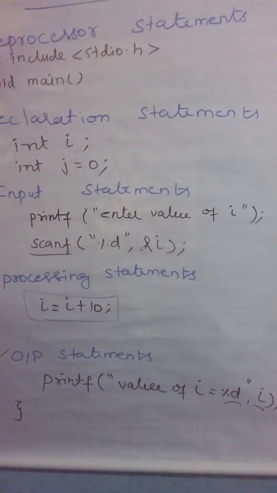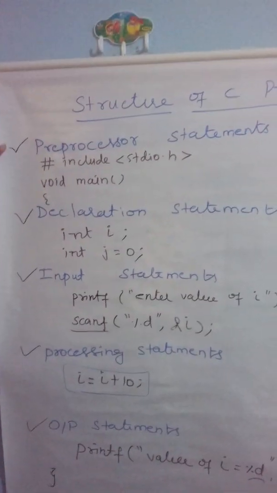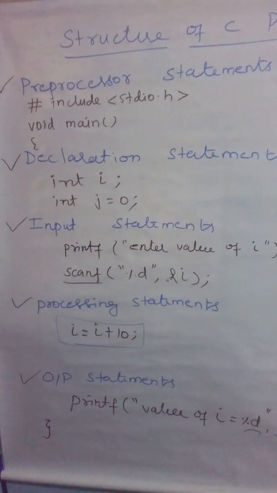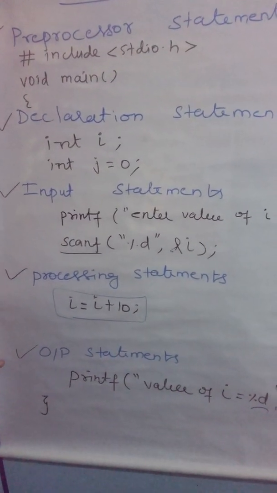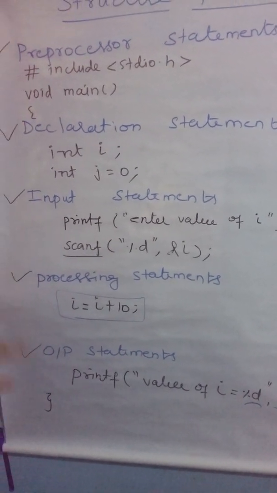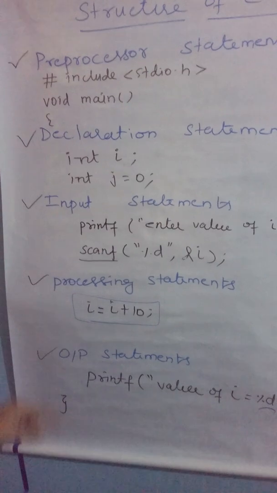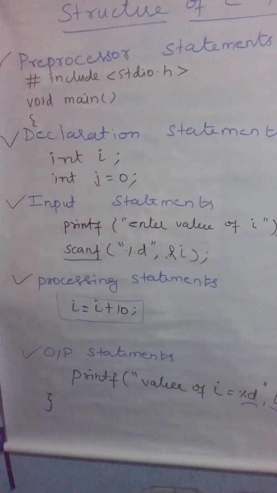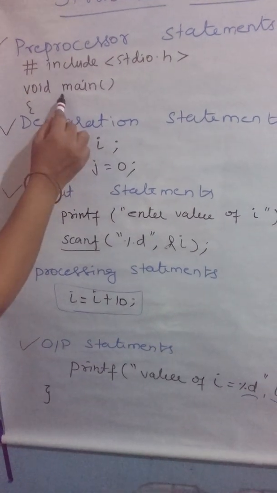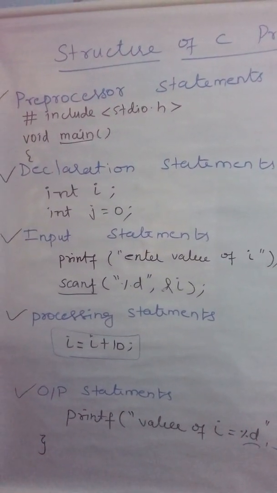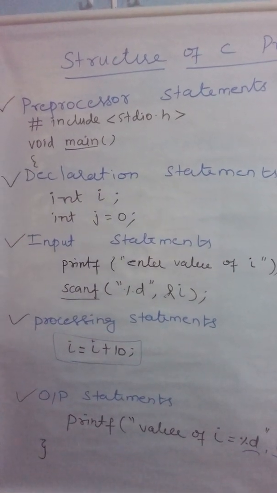So in this structure of a C program, first comes your preprocessor statement, declaration statement, input statement, processing statement, and at the end your output statement. Among these, the declaration statement to the output statement are put inside a function. Here we have used the main function. Your program may have any number of functions, but the mandatory function is the main function.